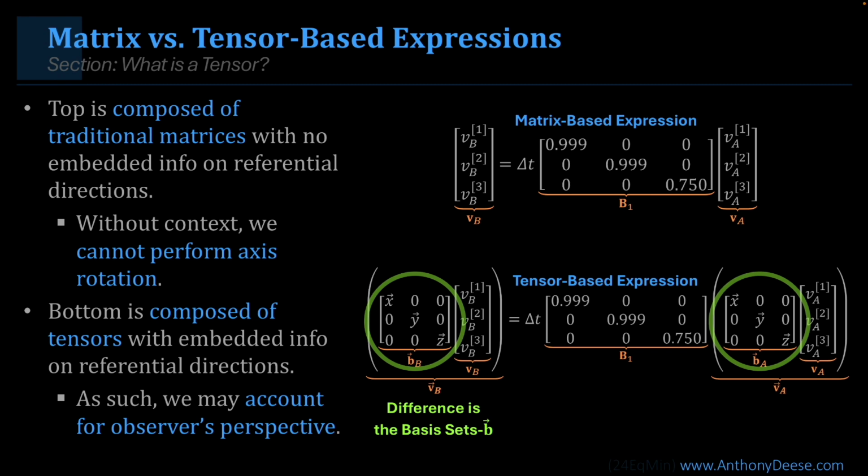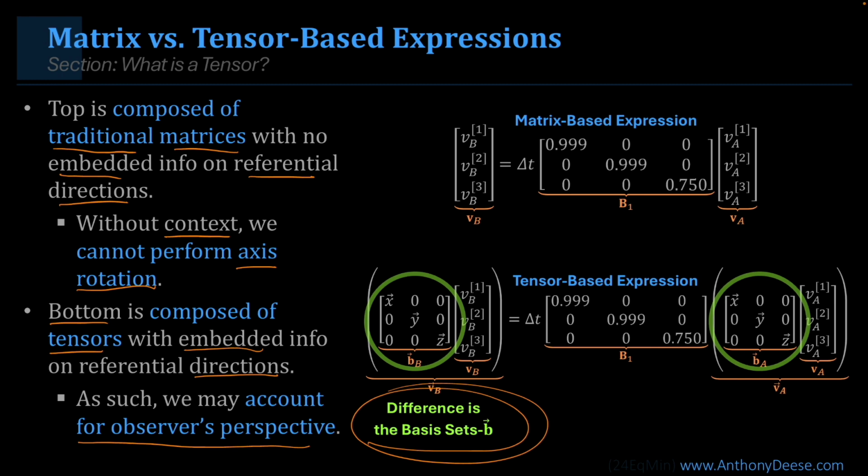So the top is composed of traditional matrices with no embedded information on the referential directions. Without context, we really can't perform any axis rotation. Now, we do have context, so we could technically do it if we wanted to, but without that context, we can't. And the bottom is composed of tensors with embedded info on referential directions. As such, we may account for the observer's perspective. And the difference is the circled green, is the element within the green circle, which are the basis sets.